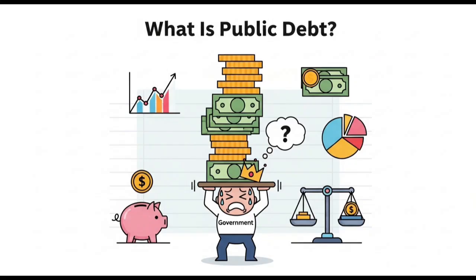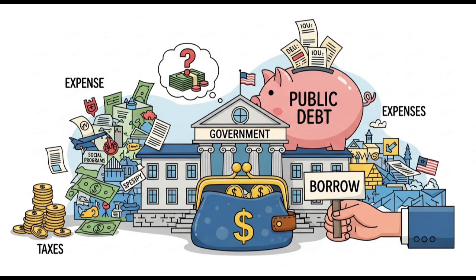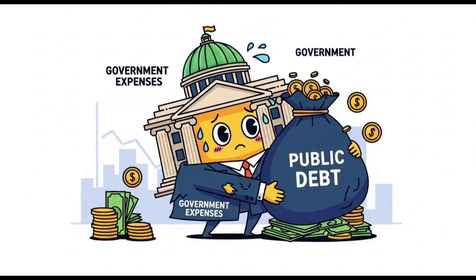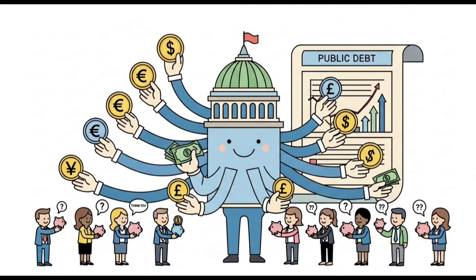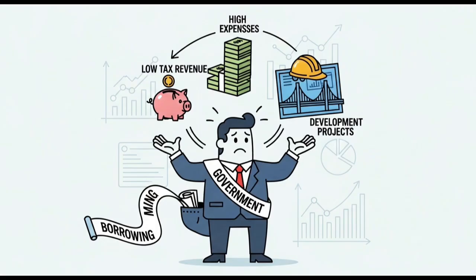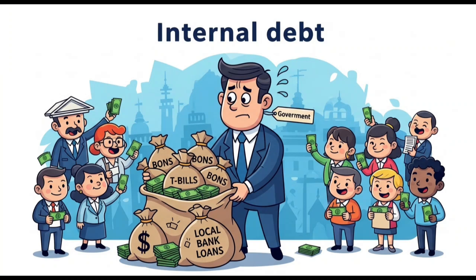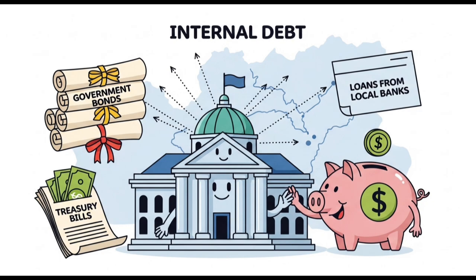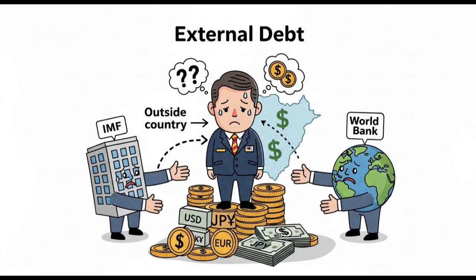What is public debt? Public debt is the total money borrowed by the government to meet its expenses when its income is not enough. In simple terms, public debt equals government loans. Governments borrow when tax revenue is low, expenses are high, and development projects are needed. Internal debt refers to borrowing within a country, such as government bonds, treasury bills, or loans from local banks. External debt means borrowing from outside the country, such as the IMF, World Bank, etc.